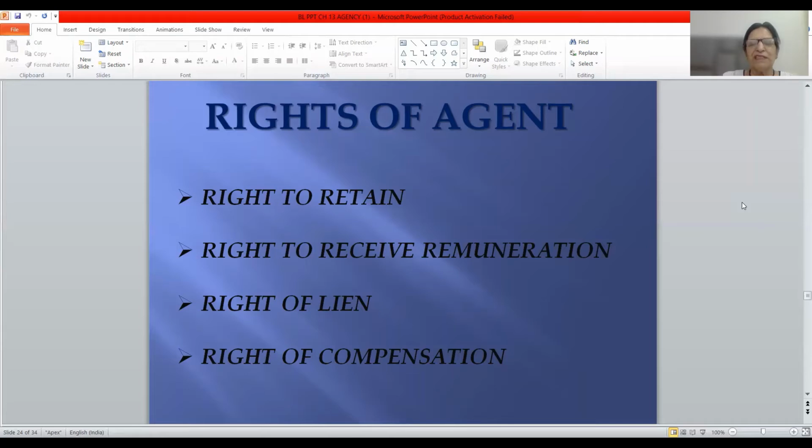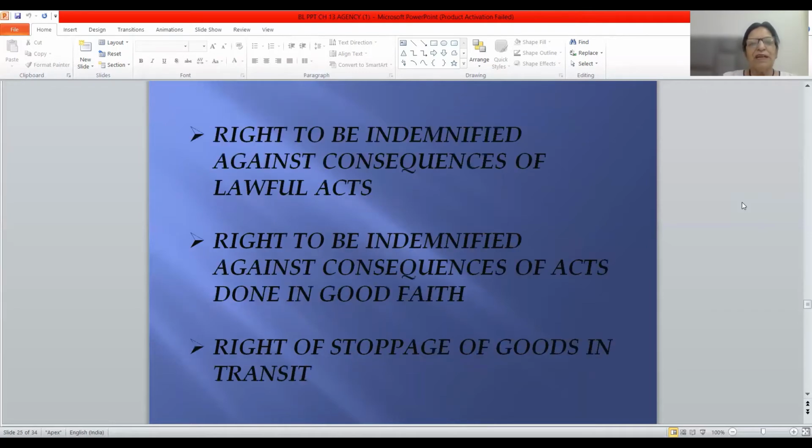Right of compensation. If agent suffers during the course of agency, if agent suffers any amount of loss, then he has the right to be compensated by the principal. Right to be indemnified against consequences of lawful acts.